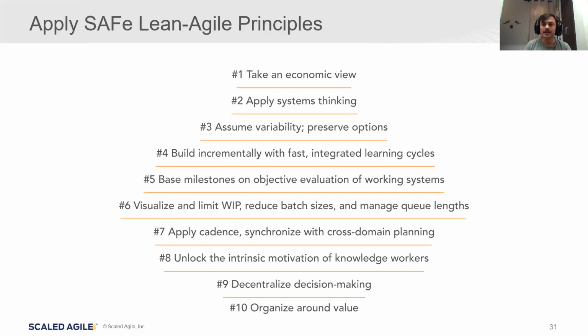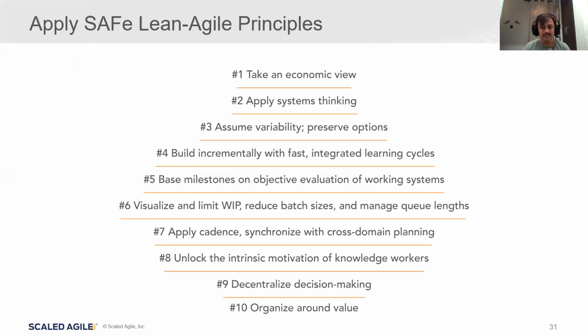So you don't look at a small portion of the system or a small portion of the component. Now, maybe we can say that till SAFe version 4, the system was more like a software delivery system, and now the definition of system is the overall organization. So apply overall organization-level systems thinking, which produces overall inspect and adapt capability for the organization. Assume variability, preserve options.